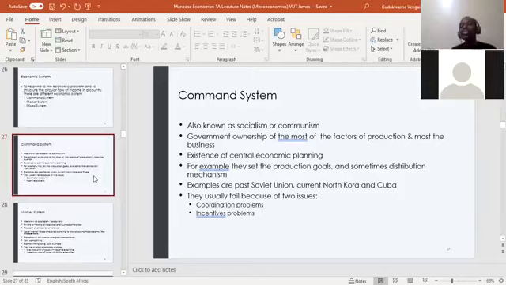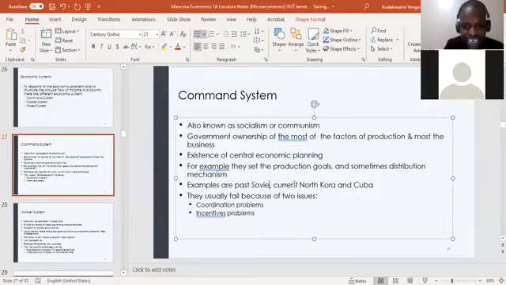Examples are North Korea and Cuba. I think those are the last examples that you can have. The Soviet Union is no longer a command economy, it's now a free market economy. I think let's just delete it so that it's very clear. Let's just put North Korea and Cuba as examples.